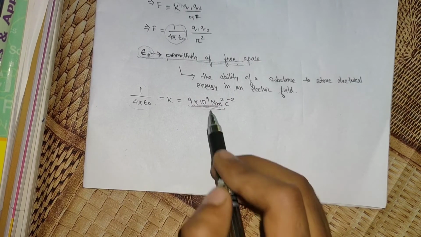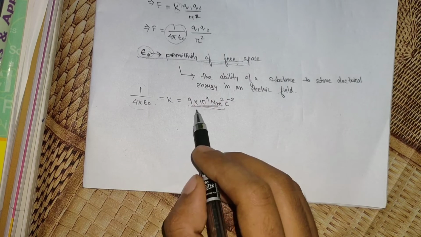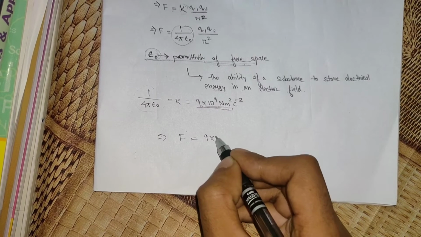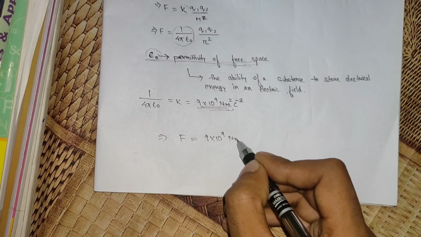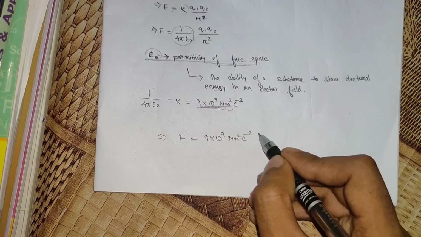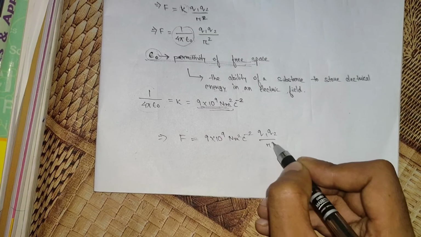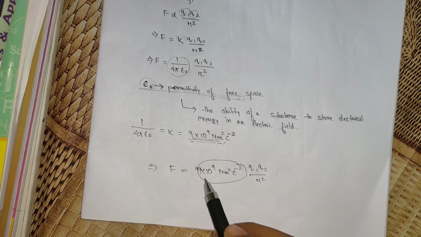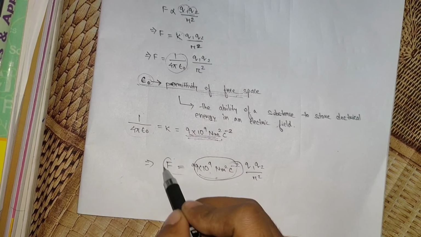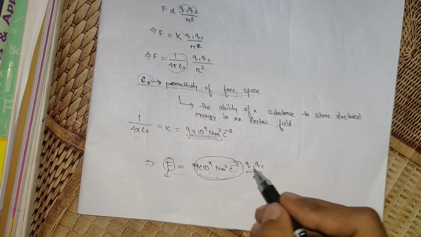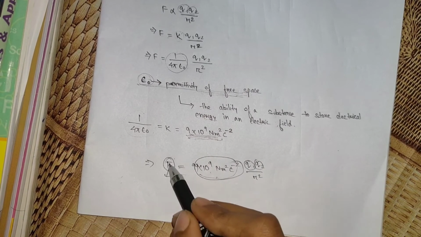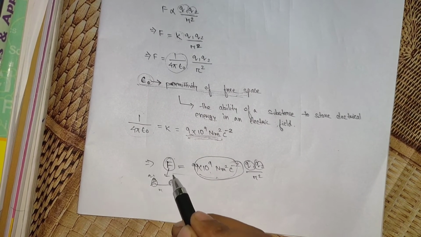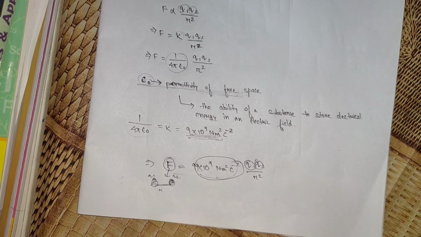You have to remember this value, as it will be used in further numericals. You can also write the force like this: F equals 9 into 10 to the power 9 Newton meter square Coulomb minus 2 times q1 q2 by r square. As we have found the value of 1 by 4 pi epsilon naught to be this, we can replace it here and this is the Coulombic force between two bodies. These are our two bodies separated by a distance. This is q1 and this is q2. I hope you're clear with this.